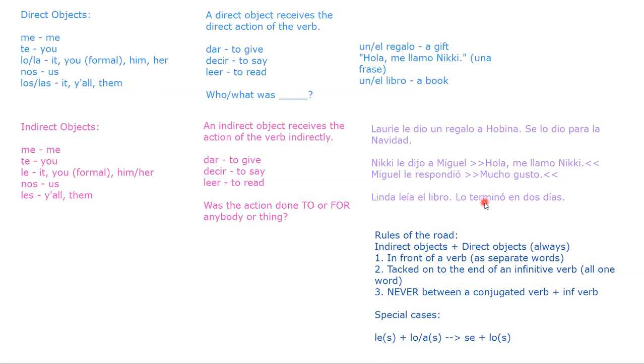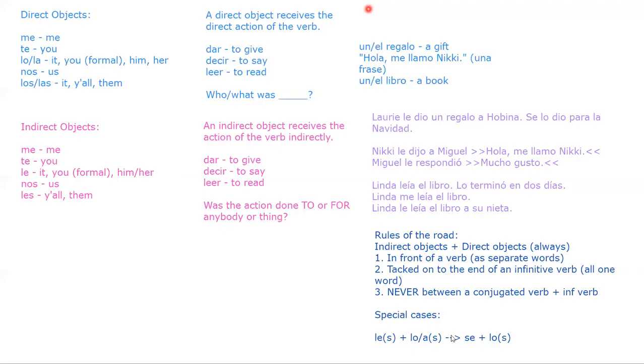All right, now I did promise you another example where someone was reading something to somebody else, so let me add that in. So here are a couple more possibilities for you. Besides this first one that we already went over, "Linda me leía el libro." What was she reading? The book. But who was she reading it to? Was she doing this to or for anybody else? Yeah, in this case, "Linda me leía el libro." Linda read the book to me.